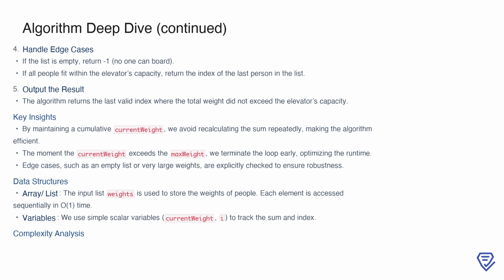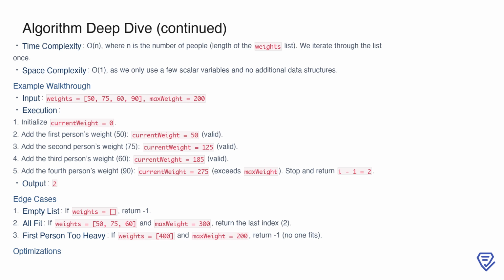This simplicity ensures the algorithm remains efficient and easy to implement. Analyzing the complexity, the time complexity of this algorithm is O(n), where n is the number of people represented by the length of the weights list. This is because we iterate through the list just once, performing constant time operations for each person. The space complexity is O(1), as the algorithm only uses a few scalar variables like current weight and i, without any additional data structures. Let's walk through an example to clarify.